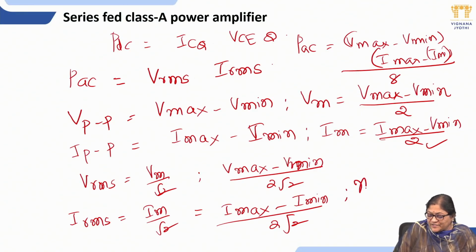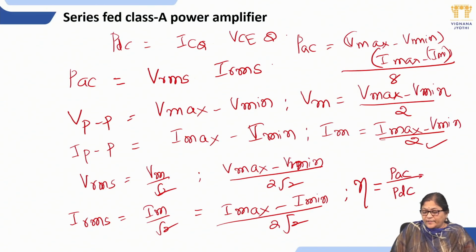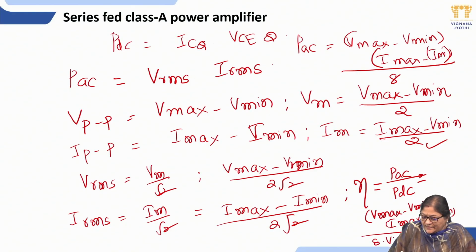Now this is the PAC. Now I am coming to the conversion efficiency, which is known as PAC divided by PDC. So it is (V max minus V minimum) into (I max minus I minimum) divided by 8 into VCEQ into ICQ. So this is our conversion efficiency.